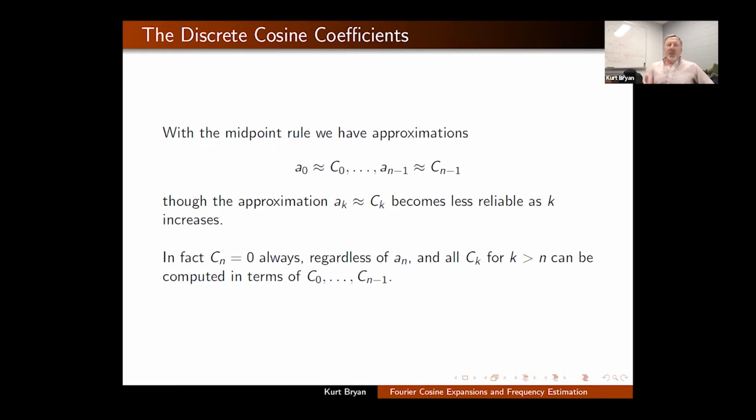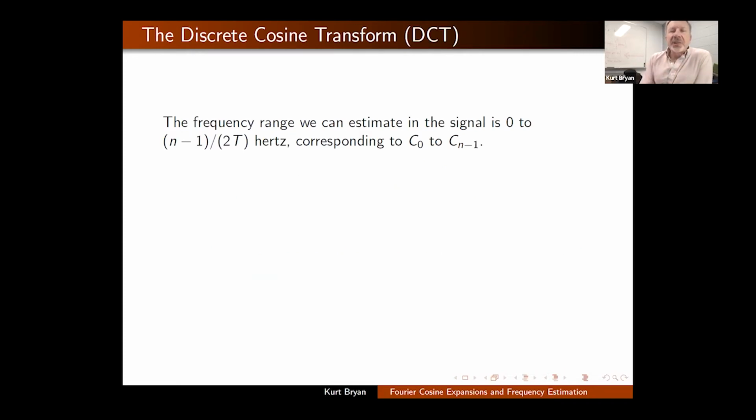And so we're going to restrict our attention to using this to estimate the Fourier coefficients corresponding to a_0 to a_(n-1). Well, okay, so this corresponds to a frequency range in the signal from 0, that's what a_0 quantifies, up to a_(n-1), which quantifies the frequency (n-1)/(2T) hertz if we're measuring time in seconds.